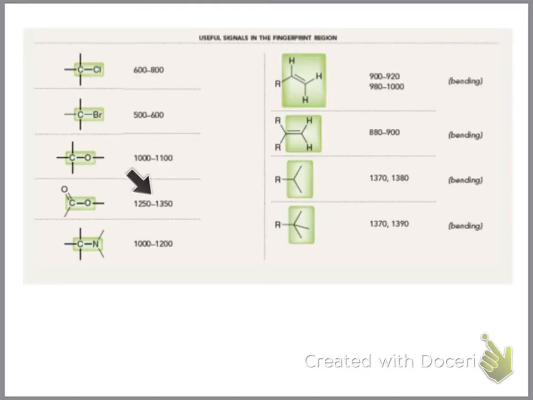This is another chart. These are not so useful. Like carbon-oxygen, where do they come? These tend to come on the right side in the fingerprint region. Unless you know exactly what you're looking for, you can't always tell. These are just in general not so useful.